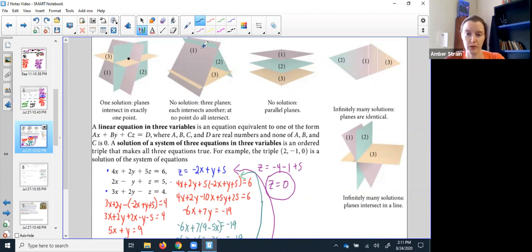They could have formed this 3D triangle where any two planes would cross each other, but there was never a point where all three came together. They could have all been completely parallel where nobody crossed anybody. It could have been that same kind of line on top of itself where it was one single plane just with different multiples. Or it could be kind of like a book spread out like this where all three planes met together with infinitely many solutions on a line.